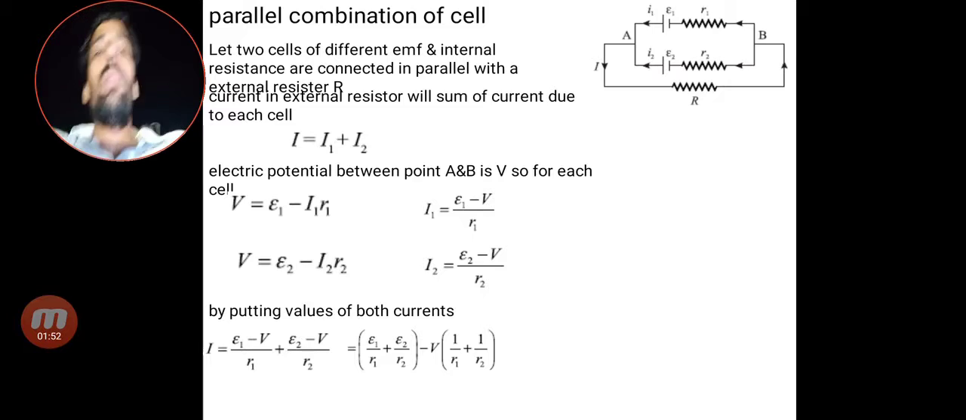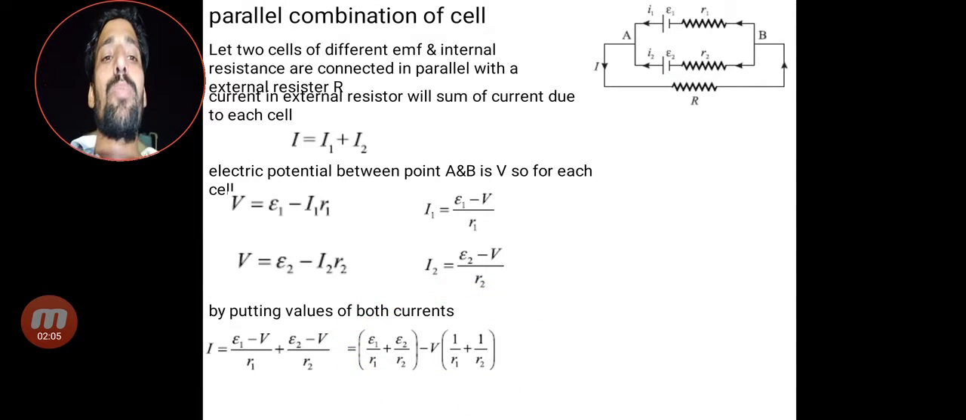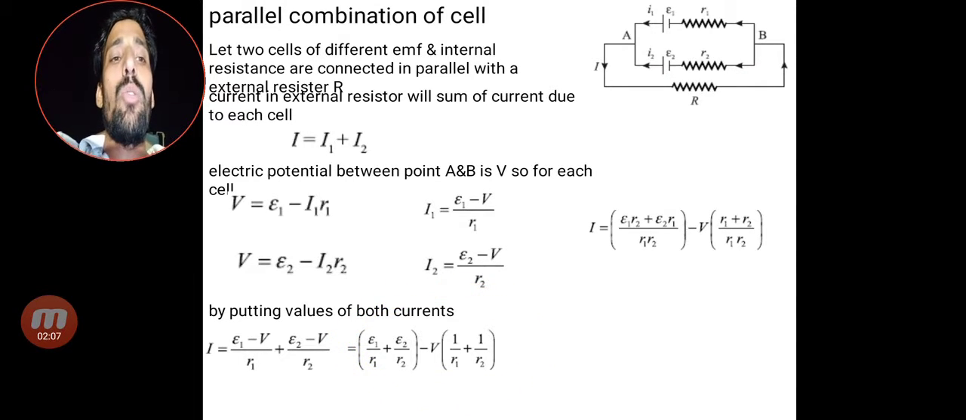We may write this in the form of the second highlighted form. Take all terms of EMF at one place and terms of terminal voltage V at another place. Taking the LCM R1 R2 in the first term, I equals (E1 R2 plus E2 R1) upon R1 R2 minus V (R1 plus R2) upon R1 R2.